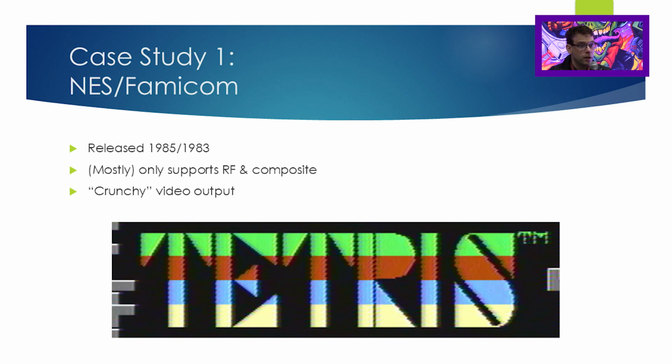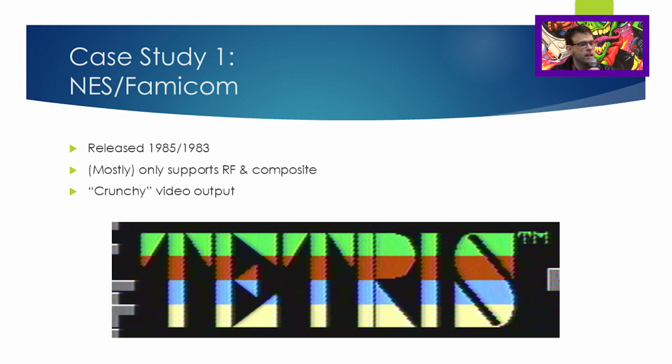All right, we'll do a couple case studies now. This is the NES/Famicom. I assume everyone's familiar with the NES pretty much. The Famicom is just the Japanese version. There are some technical differences, like you may notice if you look here today at some of the import games, the Famicom game cartridges are smaller than the NES ones. Whole other story. These systems mostly only support RF and composite out of the box. And one of the distinct things they have is this crunchy video output.